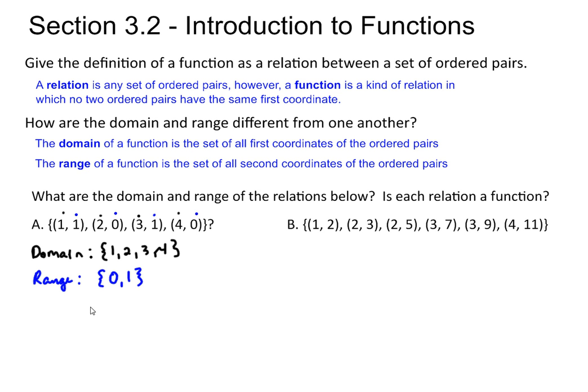But does that make this kind of relation a function? Well, let's take a look. It says that no two ordered pairs have the same first coordinate. The first coordinate is not repeated. Well, 1 goes with 1, 2 goes with 0, 3 goes with 1, and 4 goes with 0 again. None of the first coordinates are repeated. So in this case, we're going to say that, yes, this is a function.